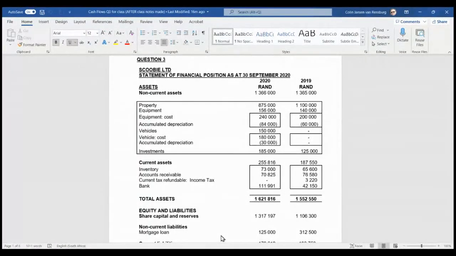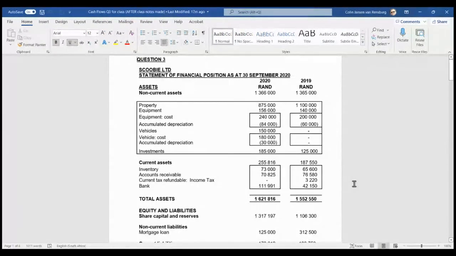I've just adjusted it slightly, ladies and gentlemen, just to make the layout a little bit more readable. So it is not identical, but there's no figures that have changed from the one in your question bank. I've just adjusted some of the descriptions slightly. So I think we've said this on a few occasions already.